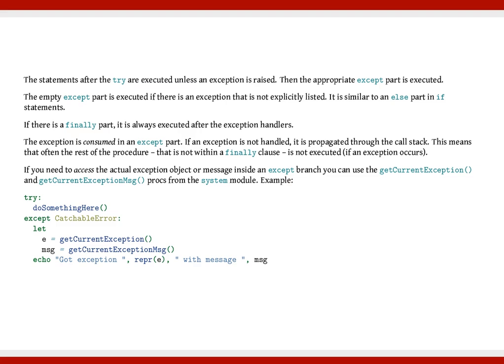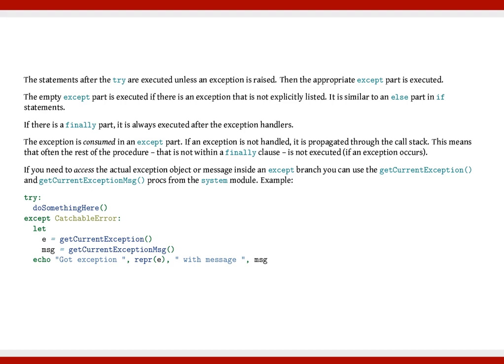Then the appropriate except part is executed. The empty except part is executed if there is an exception that is not explicitly listed. It is similar to an else part in if statements. If there is a finally part, it is always executed after the exception handlers. The exception is consumed in an except part.